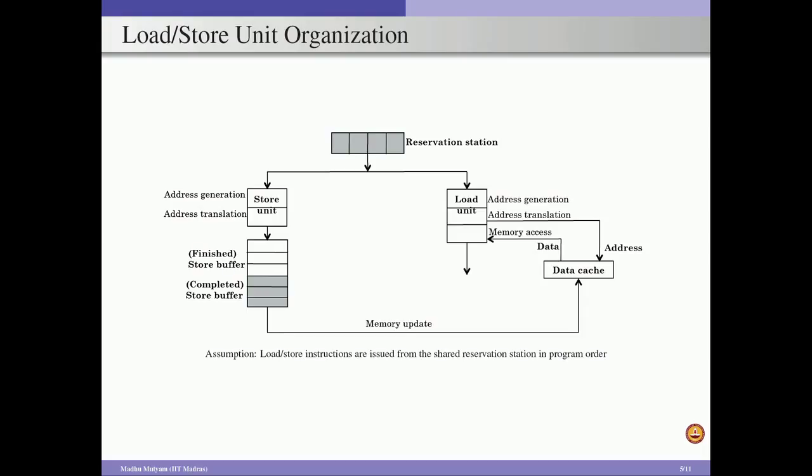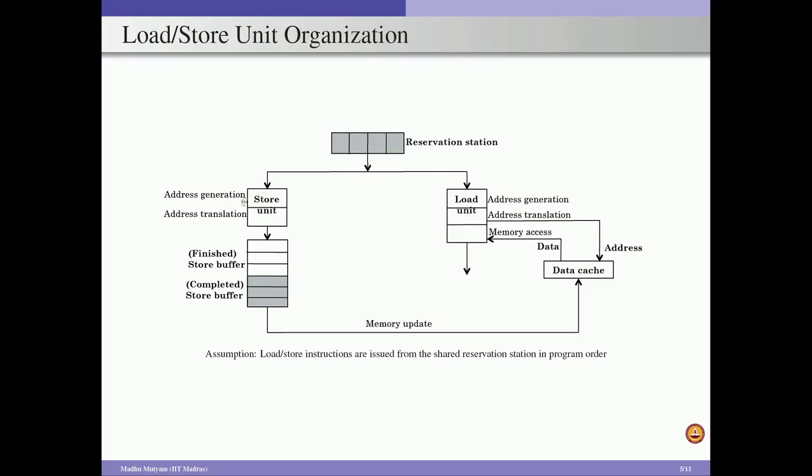In the case of store instructions, we consider a two-stage pipeline for executing the store instruction. The first stage corresponds to address generation, and the second stage corresponds to address translation. In the first stage, we complete the effective address calculation by adding the contents of the base register and the offset. The second stage of this pipeline is the address translation, where we go to the TLB and get the physical address for the address generated in the first stage.